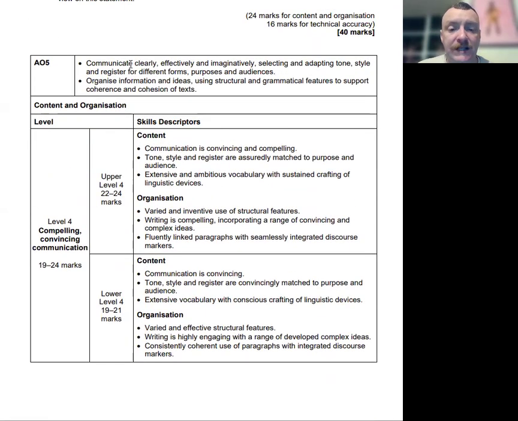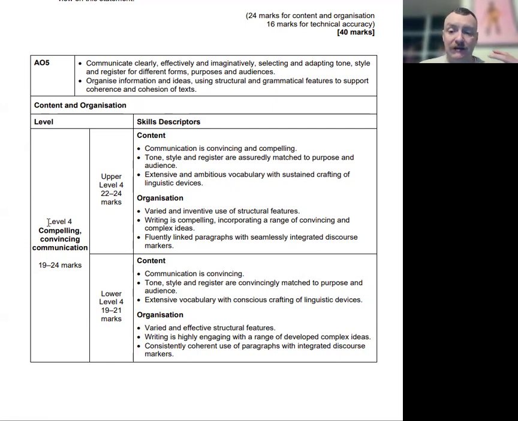So for AO5, communicating clearly, effectively, and imaginatively, selecting and adapting tone, style, and register for different forms, purposes, and audiences. And also organising information and ideas using structure and grammatical features. So for level 4, for a top level response to this question, 19 to 24 marks, you're basically aiming to write adult level. Imagine that you walk into a bookshop, it could be W.H. Smith, it could be Waterstones. You see a book on the shelf. It's a published book. It's a top level author. That is the kind of level. For the top marks, that is the kind of thing you're aiming for.